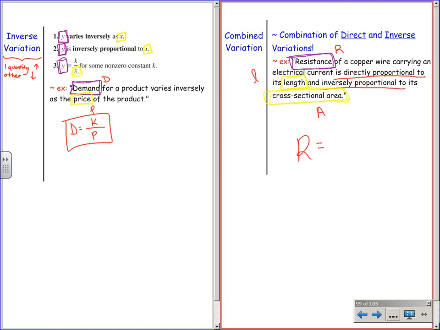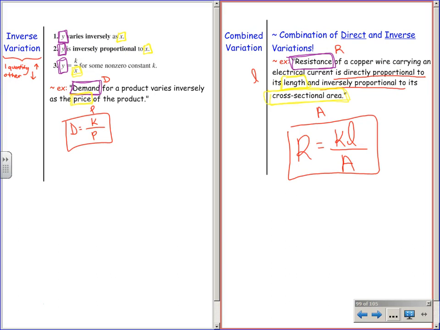What do you think? How do we do directly? K times L. Good. But K isn't just times L. K is also divided by A. How do you do both at the same time? Times L divided by A. Does that make sense?